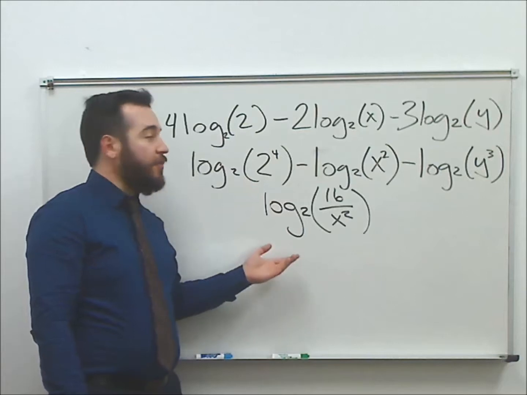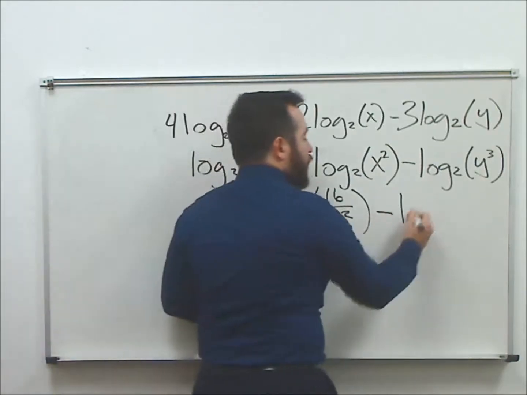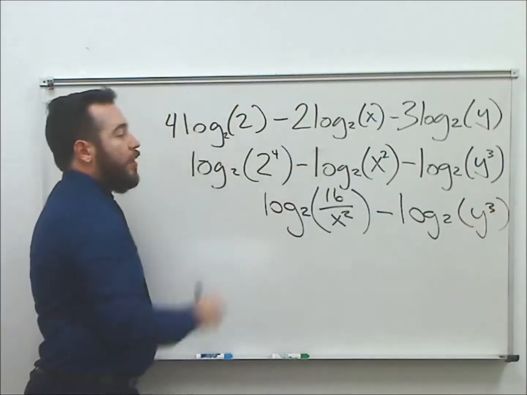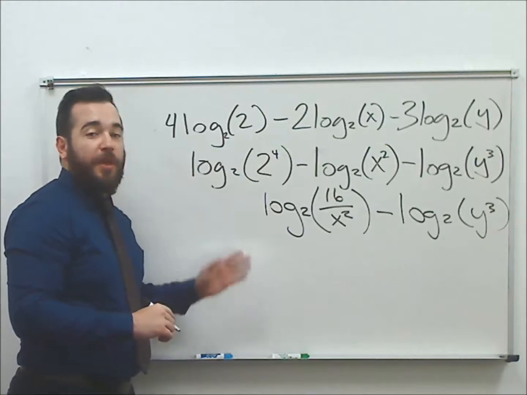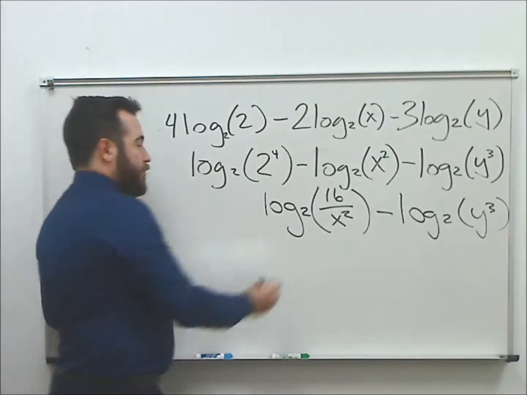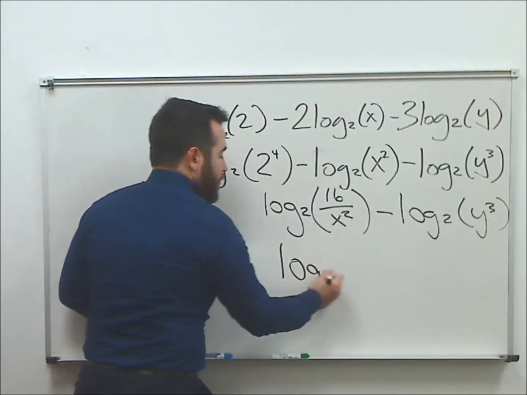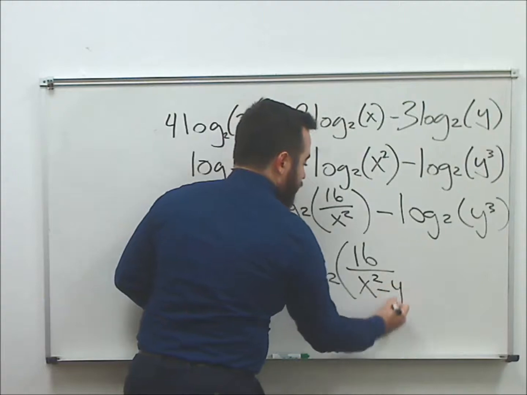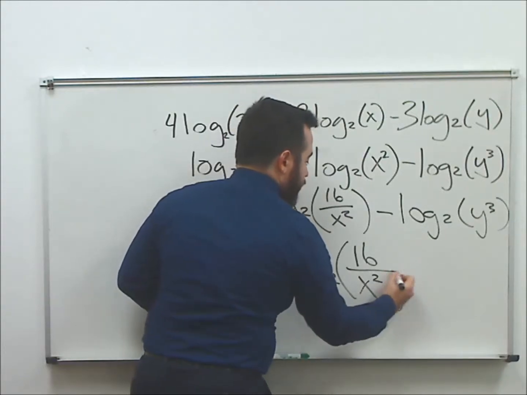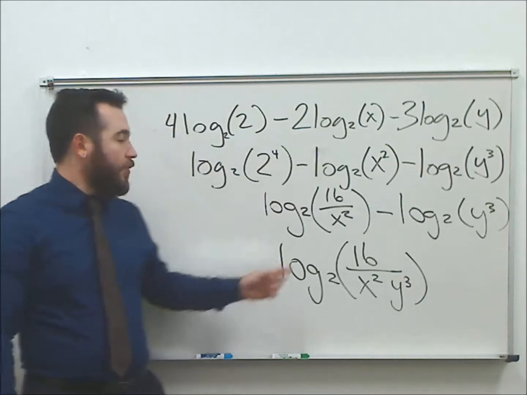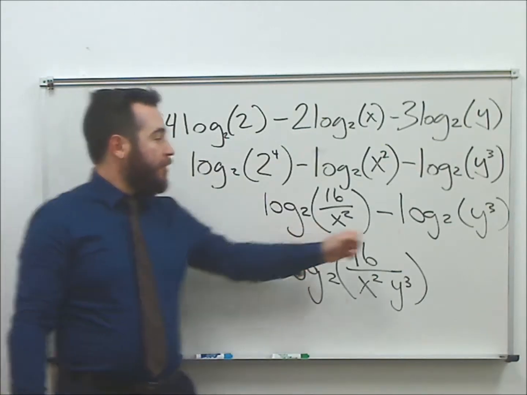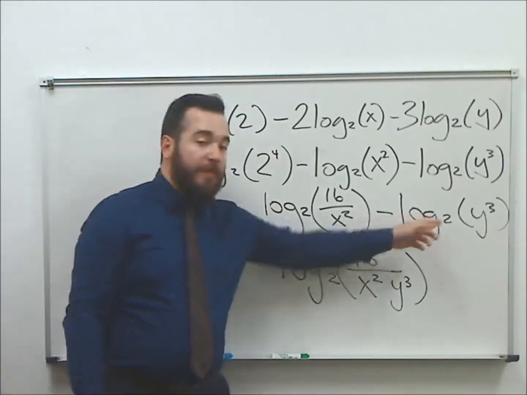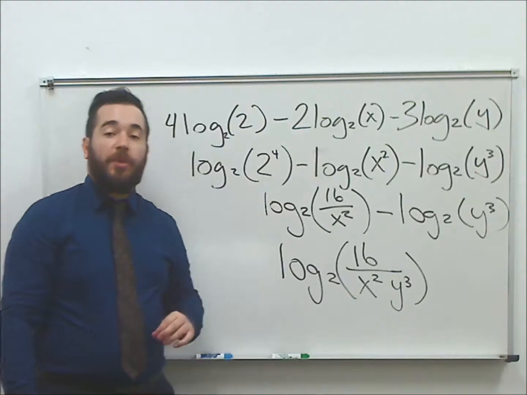Log base 2 of 16 over x squared minus log base 2 of y cubed. Now we've got one more division rule to use. When we have this log minus this log, that means that we have the log of this one divided by that one, so we just put y cubed in the denominator.